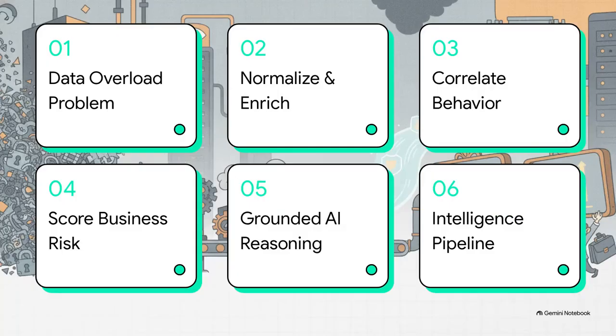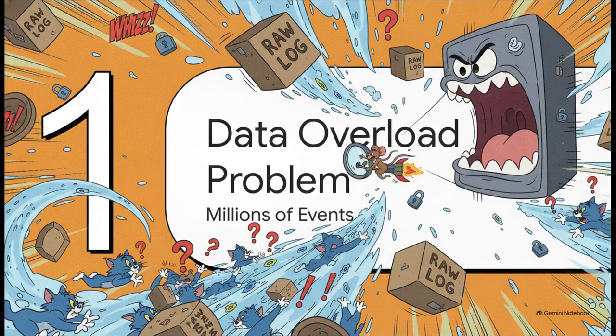Let's get into it. So, we are taking a very structured journey today to solve this data overload problem. We're going to cover the data overload problem itself, normalizing and enriching that data, correlating the behavior, scoring the business risk, layering in grounded AI reasoning, and then we'll wrap up with the complete intelligence pipeline. All right, let's start with Section 1.